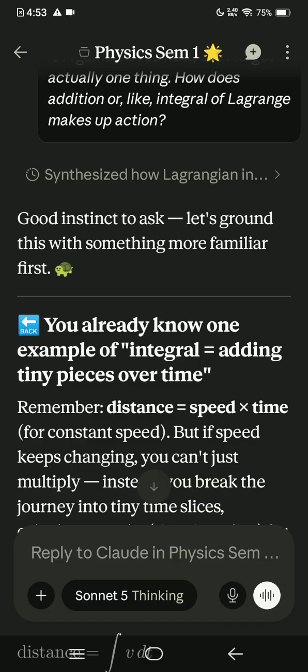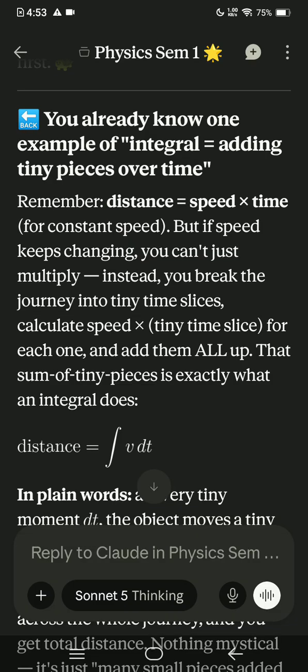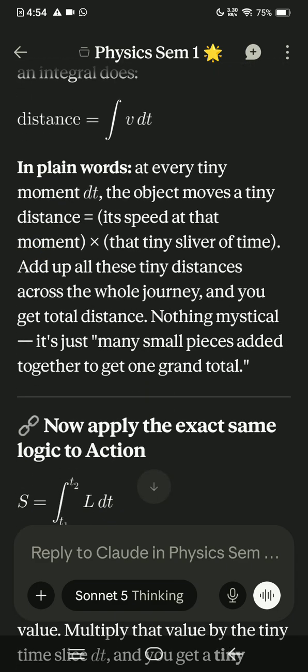You already know one example. Integral equals adding tiny pieces over time. Remember, distance equals speed times time for constant speed. But if speed keeps changing, you can't just multiply. Instead, you break the journey into tiny time slices, calculate the speed across each tiny time slice, and add them all up. That sum of tiny pieces is exactly what an integral does. Distance equals the integral of v dt over little periods of time.